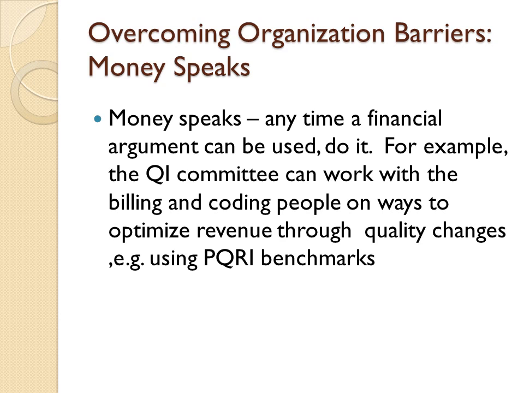Well, not to be too crass, but money always speaks. And so anytime there is a financial argument that can be used, you should use it. For example, the Quality Improvement Committee can work with the billing and coding people on ways to optimize the revenue through quality change. And we talked about this early on about PQRI benchmarks, and if you sign up for those, Medicare and Medicaid, you actually get higher levels of reimbursement. This is only going to increase with healthcare reform. There are going to be more and more ways that you can optimize your revenue through quality changes, and that's going to be a real motivator for leadership and for you to find ways to optimize the quality so that you can improve your revenue streams. Never a bad thing. I mean, you've got to be able to make money. That's reasonable.